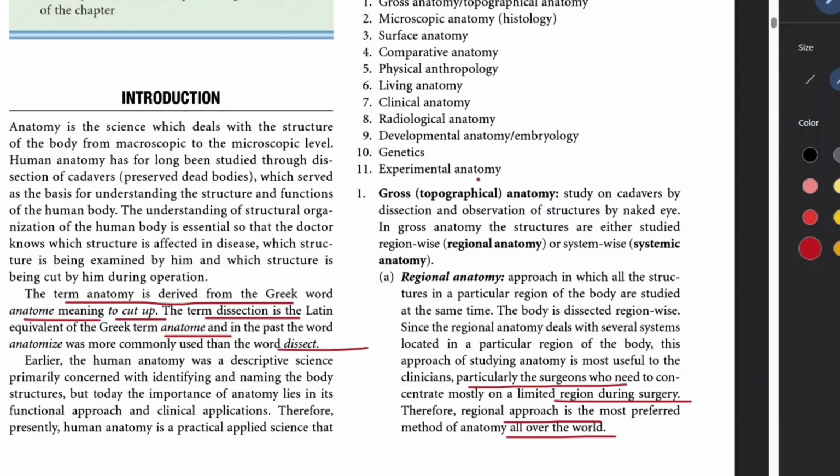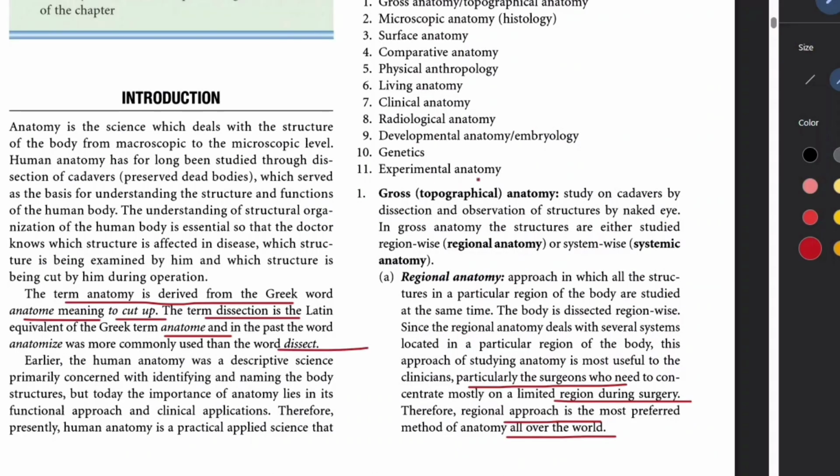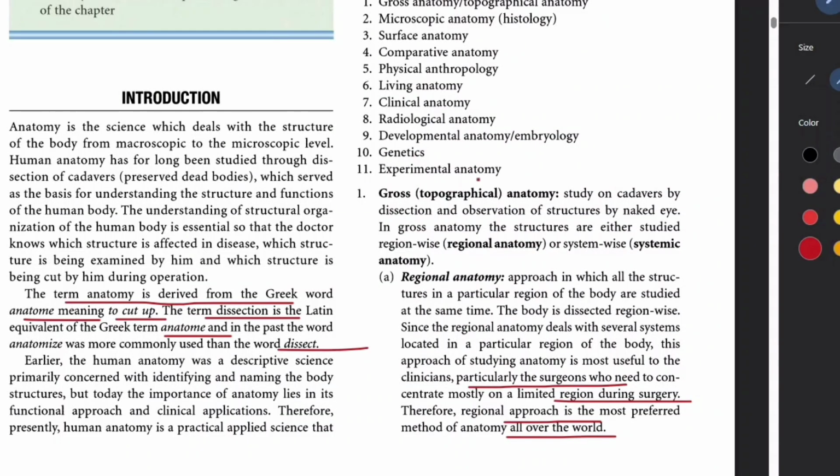And today's topic is Introduction to Anatomy from the book of Vishram Singh. We try to study in a simple way and we don't need to crack our head. We'll start with introduction. What is anatomy?